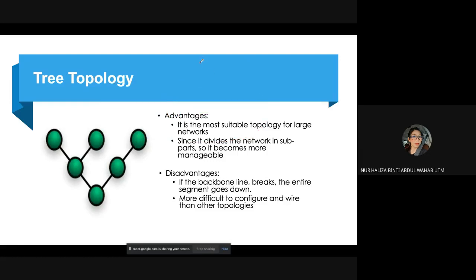We, as UTM or CICT, normally need to buy a public IP address. So to connect to the internet, we need to buy, let's say, one public address.